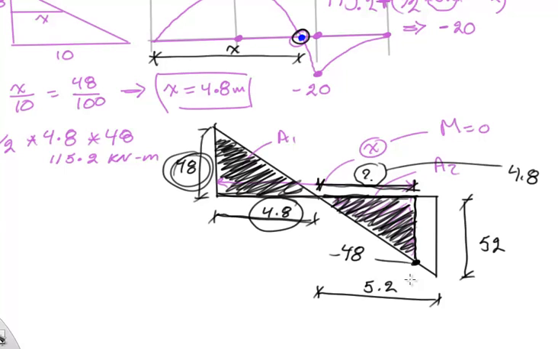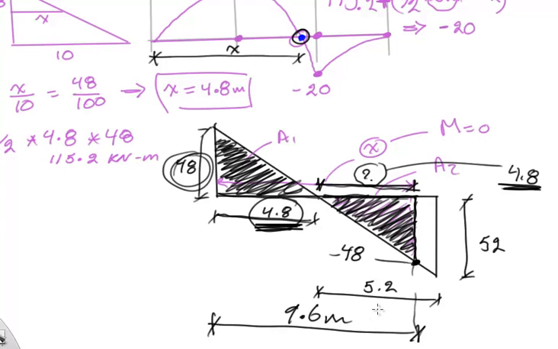So the distance where the zero moment takes place is from the beginning all the way to here. So it's basically 4.8 plus this 4.8, it's 9.6 meters. Alright, so we found the distance where the moment is 0. Now, why do we need this?